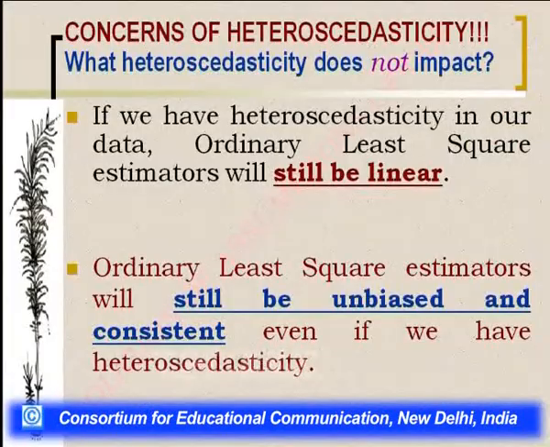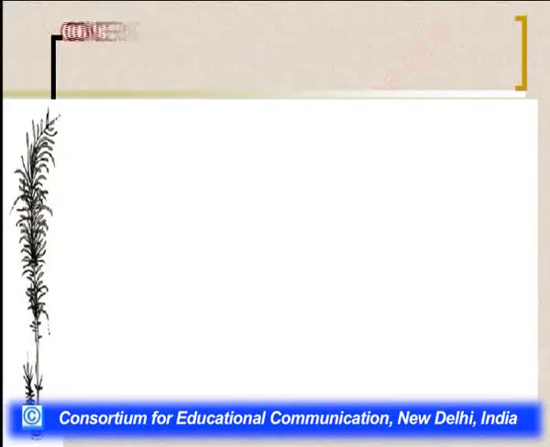Now heteroscedasticity, what does it mean and why should I bother about it? If it is there, how does it concern us and how do we see the impact, whether it impacts or not? If we have heteroscedasticity in our data, the ordinary least square estimators will still be linear. Ordinary least square estimators will still be unbiased and consistent even if we have heteroscedasticity.